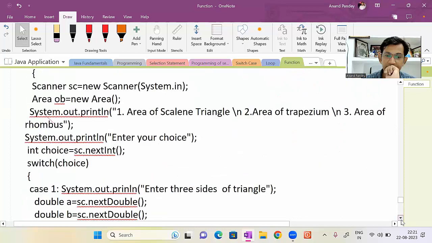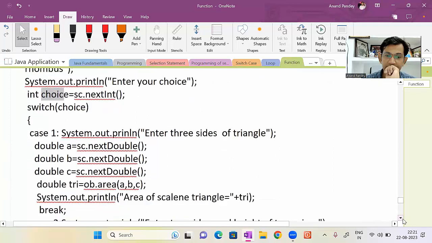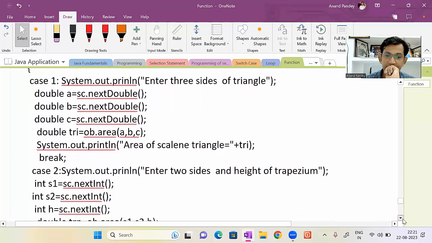If the user's choice is 2, the value of choice will be what? 2. So then case 2 will execute in the switch. I think you know the switch statement. If not, you can go and watch the video for switch case. Case 2.